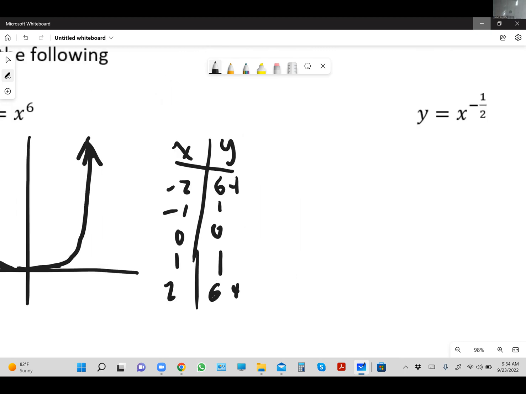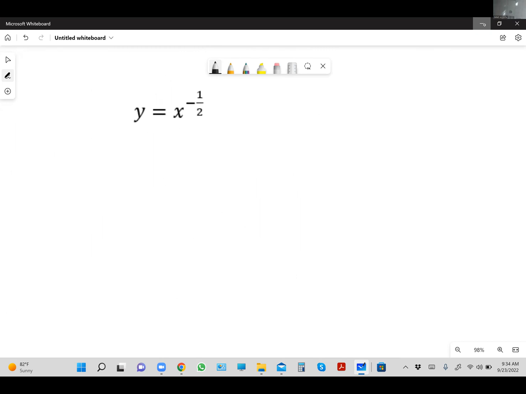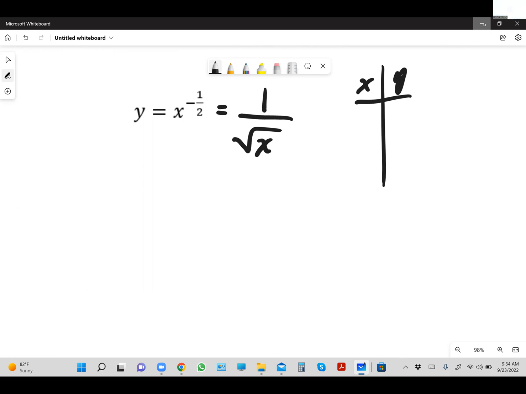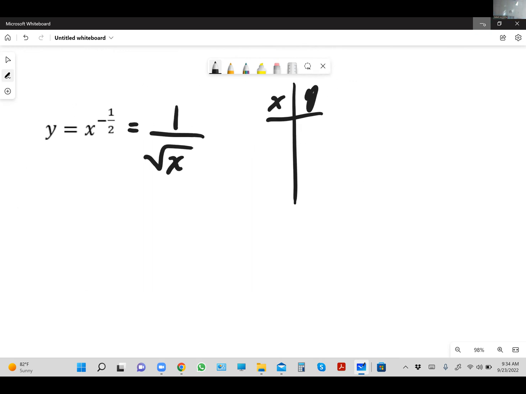Okay, so now the next one. If you don't know how to graph this, the first thing I would do is just rewrite it. This looks like this. And I would actually do a table, but you have to think about it. Can I put a 0 there? No. Can I put negatives there? No. I can put a 2, but I'm not going to; I'll put a 4. Because I know when I put a 4 in there, I get half. And then let me put a 9, which gives 1/3. So I have 2 points there.